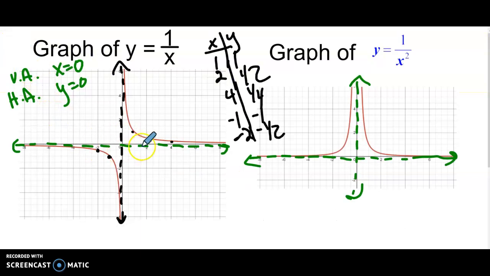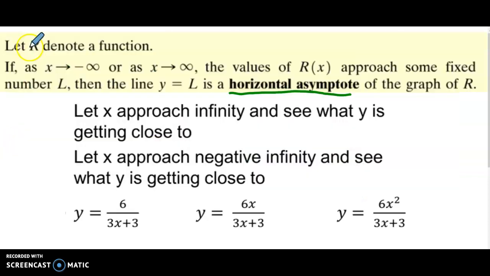Just like back here. What happens is when I let x be huge, like 1,000,000, y is getting really close to 0, isn't it? 1/1,000,000th? It's pretty tiny. The bigger x got, the closer y got to 0, but never hit it. Also, the smaller x got, 1 over -1,000,000, the closer I got to 0. So that's what that means. As x is getting closer to negative infinity or positive infinity, what is y getting close to?